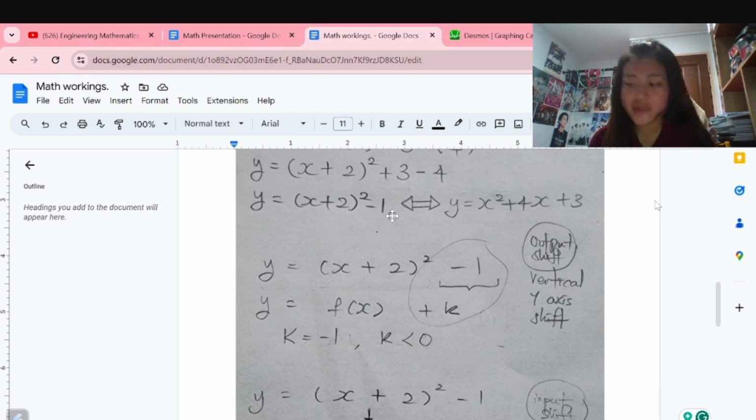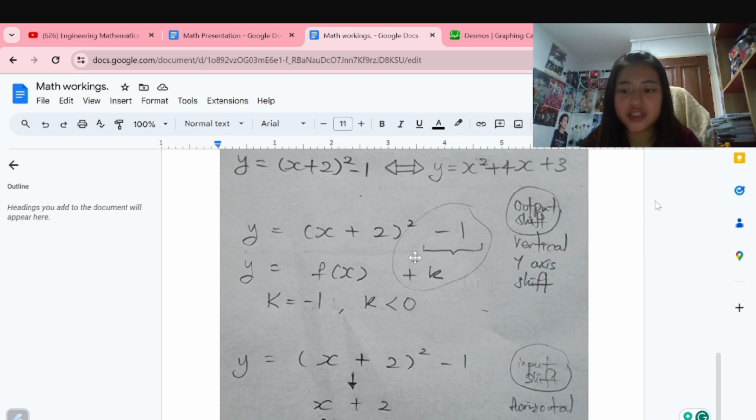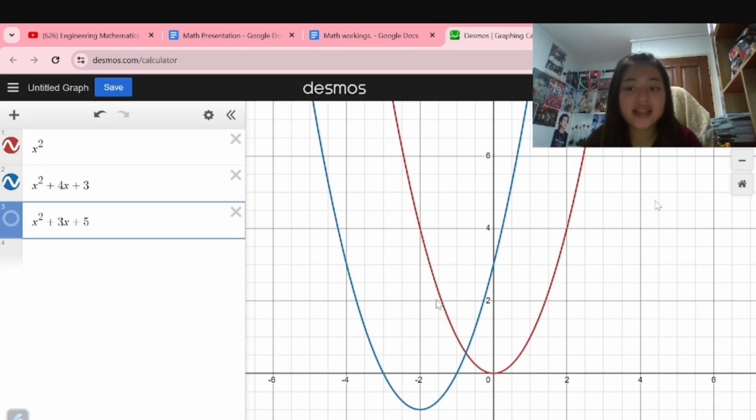The vertical shift is shown by finding the k outside of the function x. The k will be everything outside of function x, which is outside the bracket. When k is more than 0, the graph will move up, and if k is less than 0, the graph will move down. So our k here will be negative 1. It is less than 0, so the graph shifts down by 1 unit. This is because for the graph to return to the original x squared graph, you will have to subtract 2 out of the entire function.